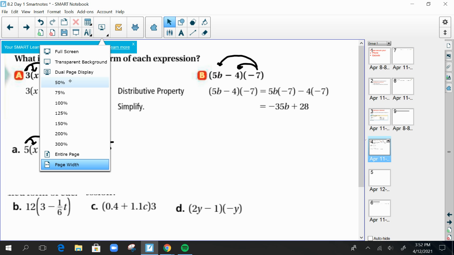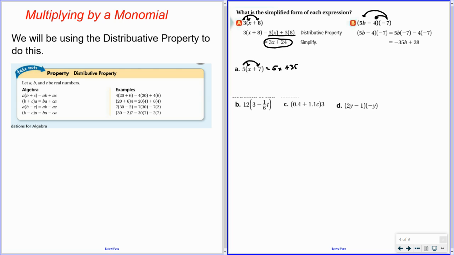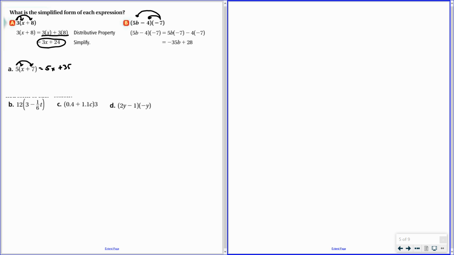Now I'm going to split my screen so I can see both these two. So now let's do the next one. This is 12 times 3 minus 1/6t. Well, what this problem really comes down to is, can you multiply fractions? So 12 times 3 is 36. Now I take 12 times negative 1/6. So write those down here.